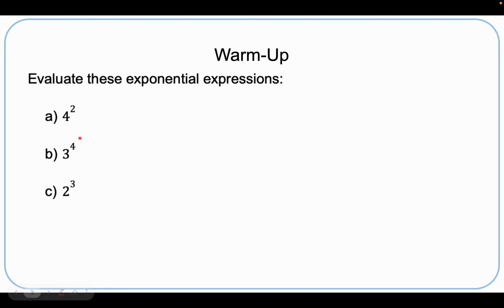Okay, evaluate these exponential expressions. 4 squared is 4 times 4, 16. 3 to the 4th power is 3 times 3 times 3 times 3, which is 81. And 2 cubed is 2 times 2 times 2, which is 8.